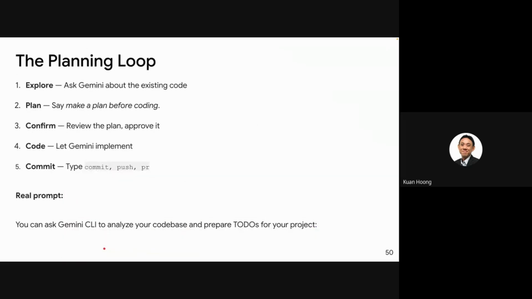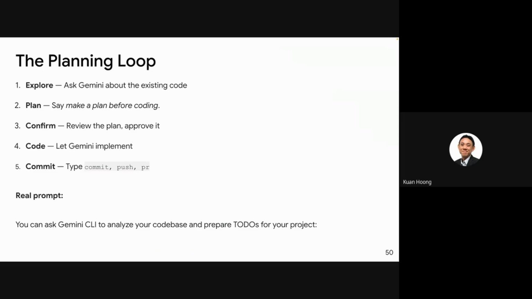Second thing is this planning loop. Before you ask the AI to start coding, you go through these few steps. First, you explore what can be done. Do not straight away say, build me an Airbnb website. It will never work. Trust me. If it's so simple, everybody can be an entrepreneur now. So first thing is you need to explore.